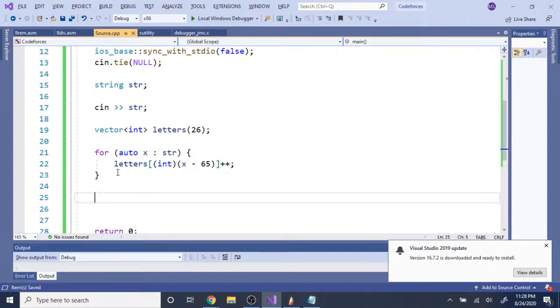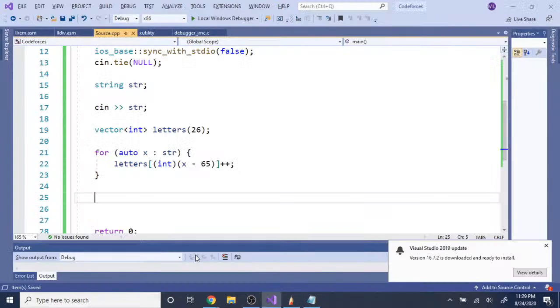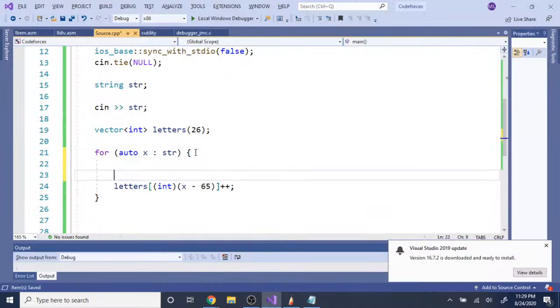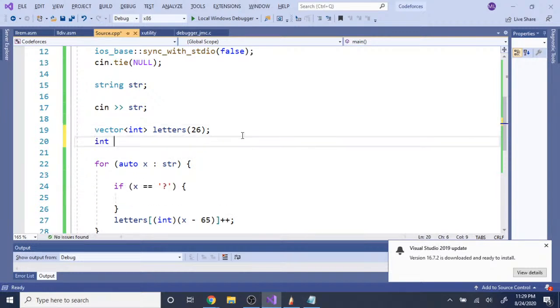We are gonna go through our question marks. We need to check if there's a question mark. Okay, so if x is equal to a question mark, we are going to count that instead. So we need to do a count of question marks. Let's do q count, okay? So the number of question marks. Q count plus plus.